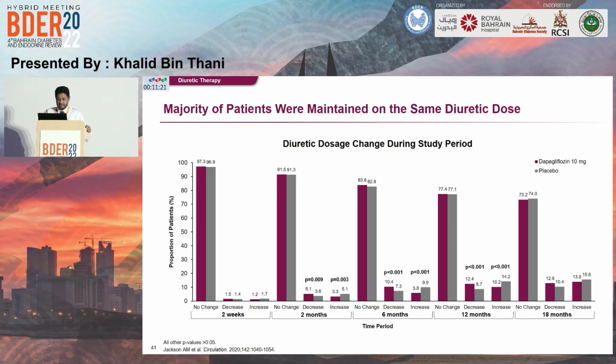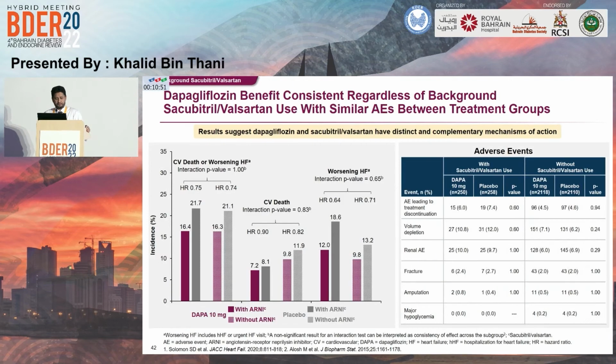I think here clearly that at 2 weeks, 2 months, 6 months, 12 months, and 18 months, the majority of patients haven't changed their diuretic dosage. So this is kind of reassurance. Now, you have to follow up the patient and make sure about the volume status in the clinic, because in some patients you might reduce the dose of the diuretic, but in the majority you might not need to change your diuretic dosage.